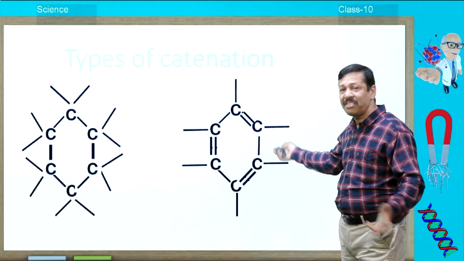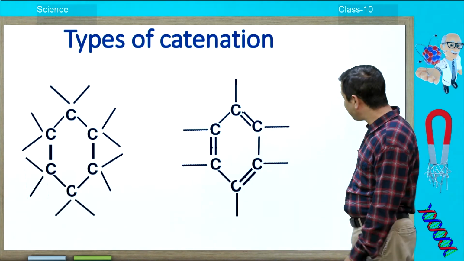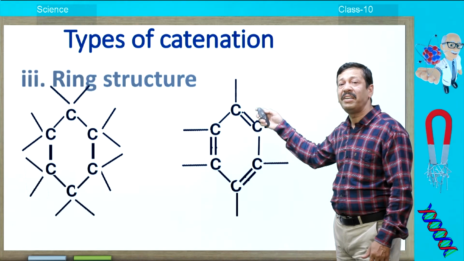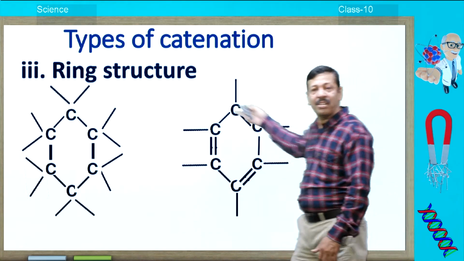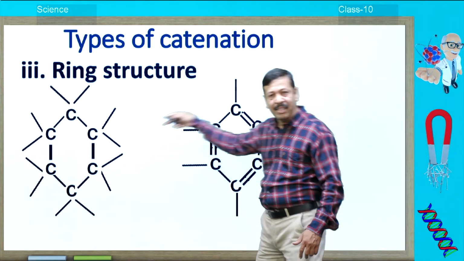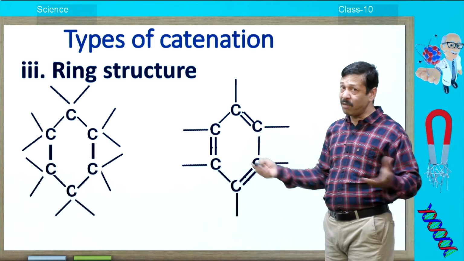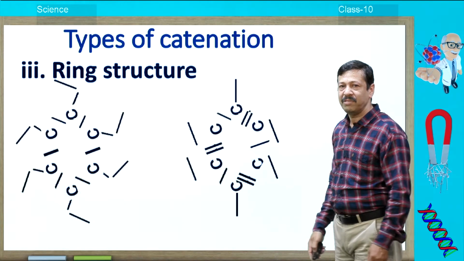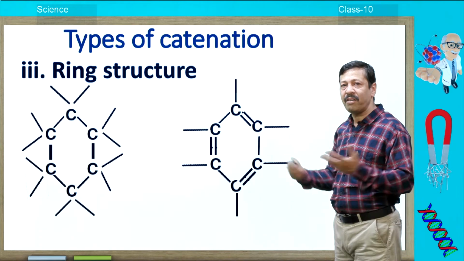Now this is the ring structure. This is the type of catenation called ring structure. Here you are seeing cyclohexane, this is the benzene, very wonderful compound. See here, the bonds are moving.